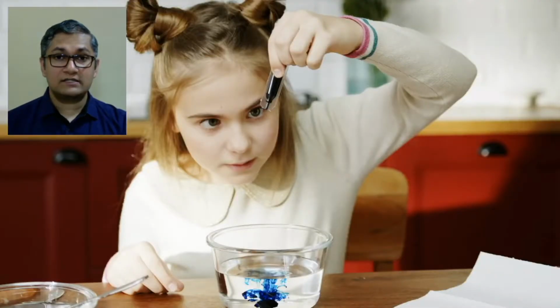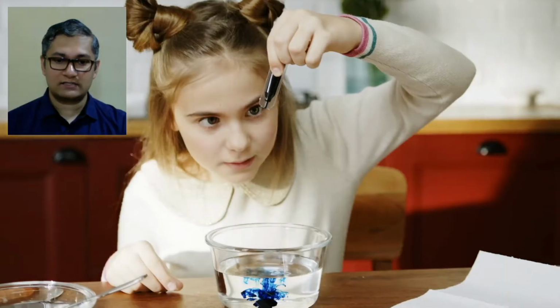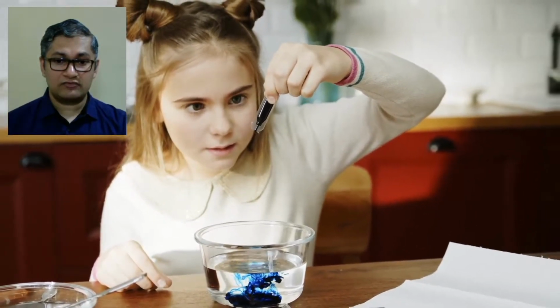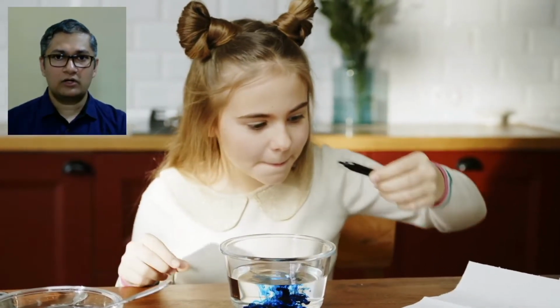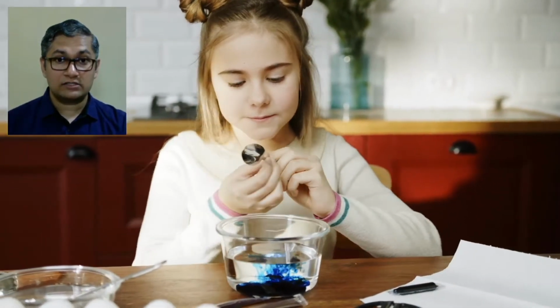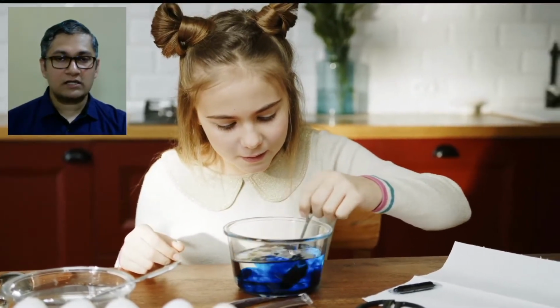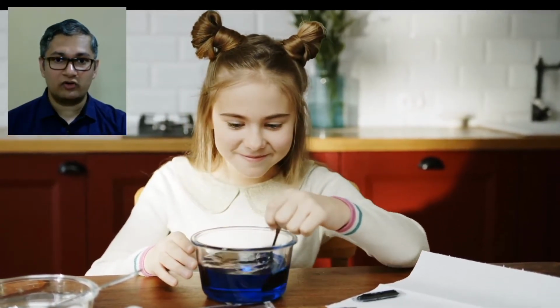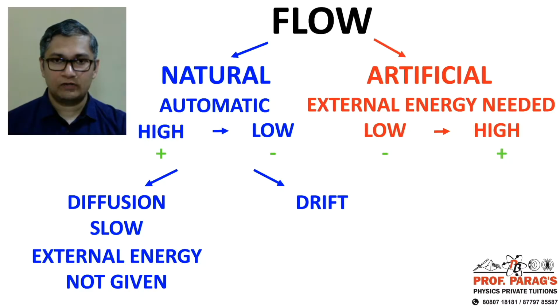Let's see this example now. Again, this girl is having a container of water, and she is putting a few drops of ink into the bowl of water, and let's see what she does next. You can see the ink slowly diffusing, spreading out into water. Then just see what she is doing now. She's taking a spoon and stirring the water. Then you can see again there is a flow of the ink, but this time it's much faster. So this is what we call drift.